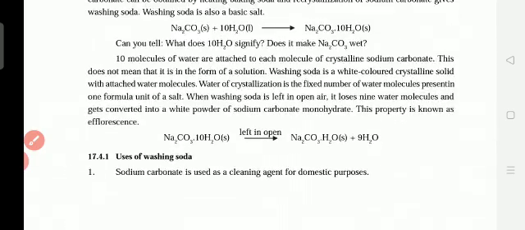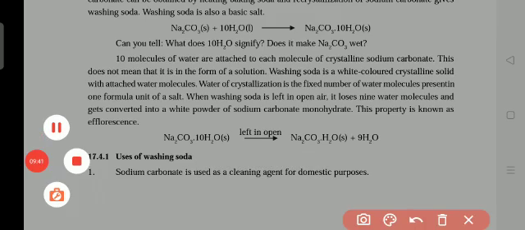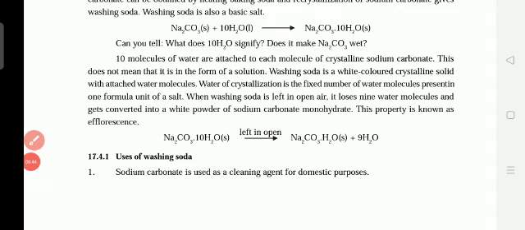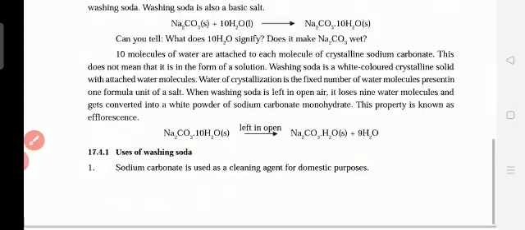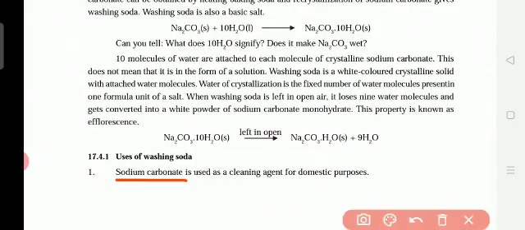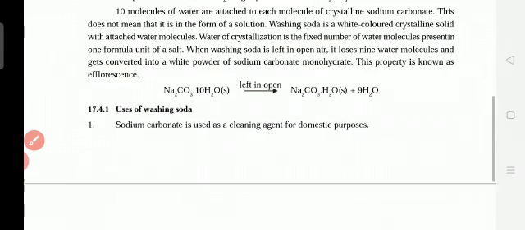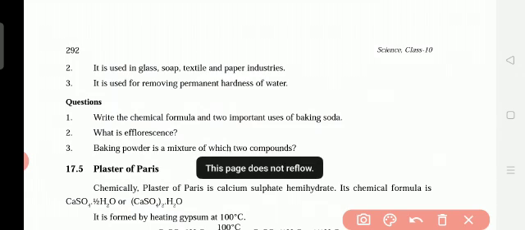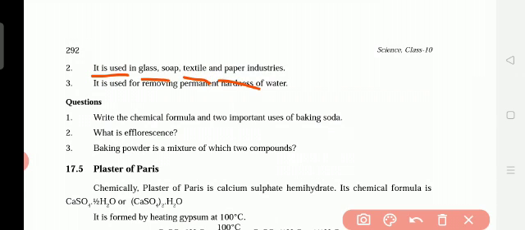Okay, so now we see the uses of washing soda. What are the uses of washing soda? Sodium carbonate is used as a cleaning agent for domestic purposes. Domestic means house purposes, we use it as a cleaning agent. Next, it is used in glass, soap, textile and paper industries. Textile means clothes.